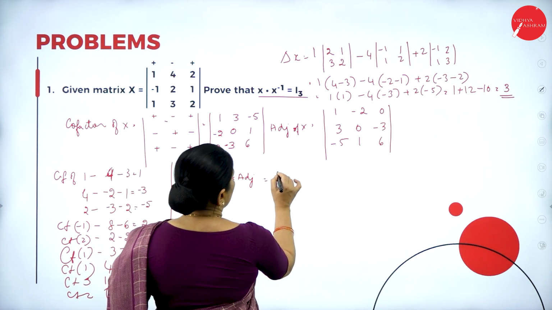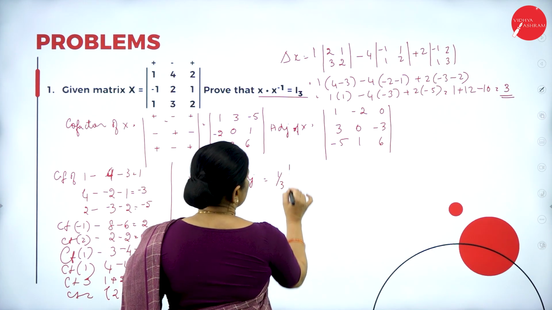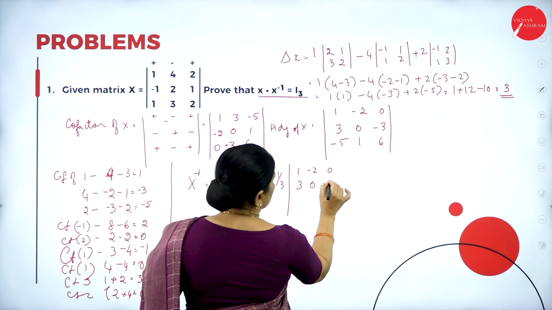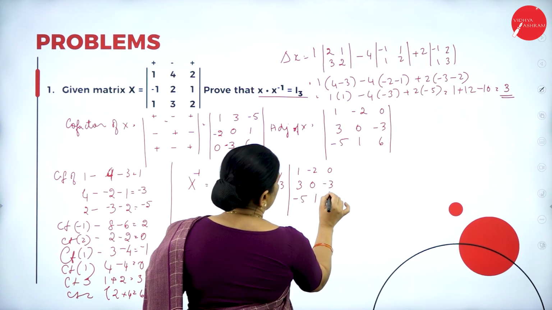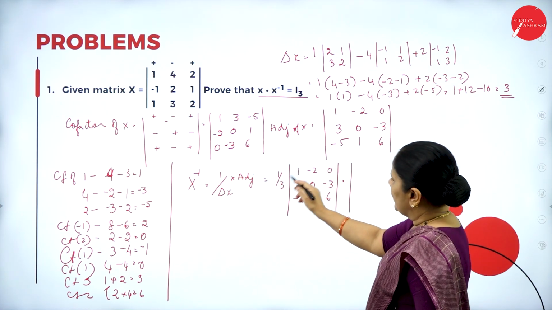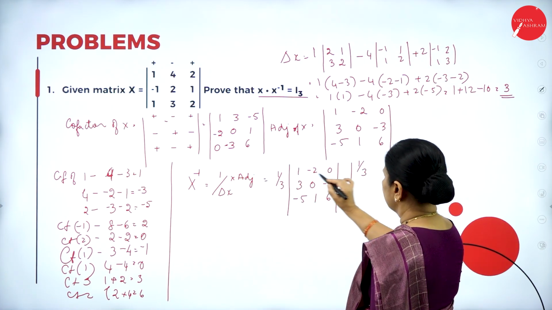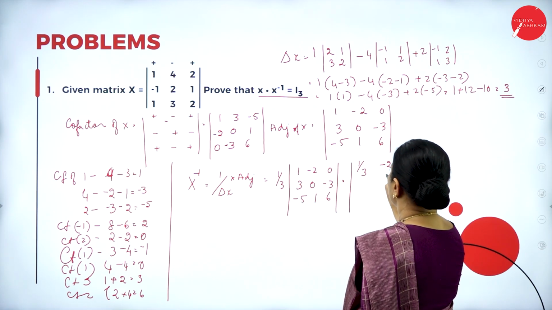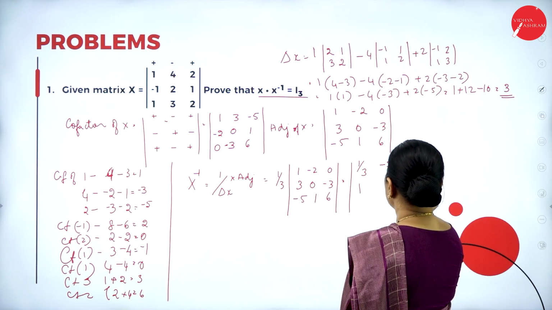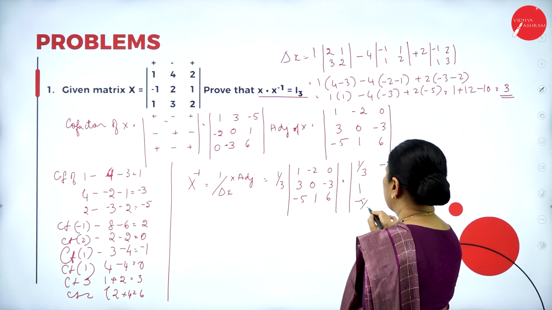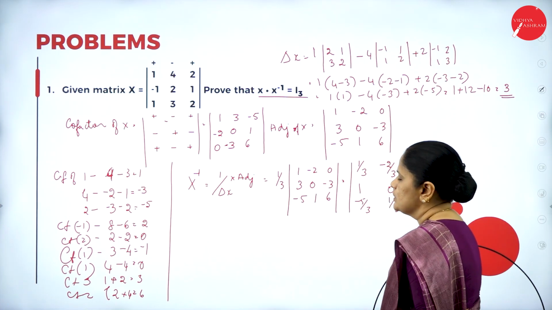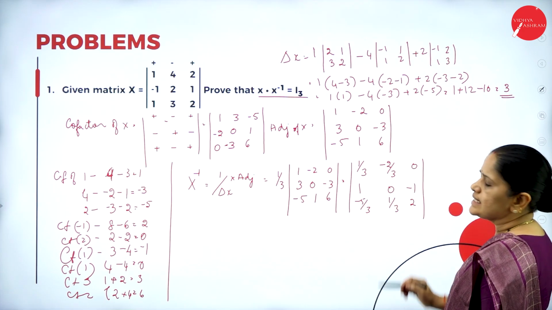So this will be equal to 1 by 3 into 1, minus 2, 0, 3, 0, minus 3, minus 5, 1, 6. So this will be equal to 1 by 3 into 1 is 1 by 3. 1 by 3 into minus 2 is minus 2 by 3, 0. This will be 1, 0, minus 1, minus 5 by 3, 1 by 3, 2. So we have this x inverse.